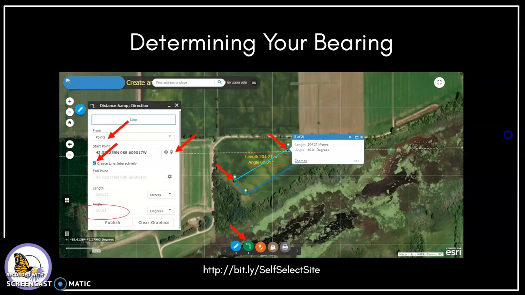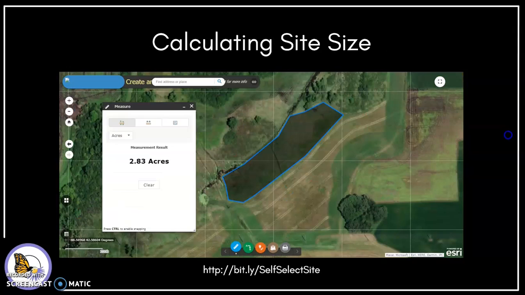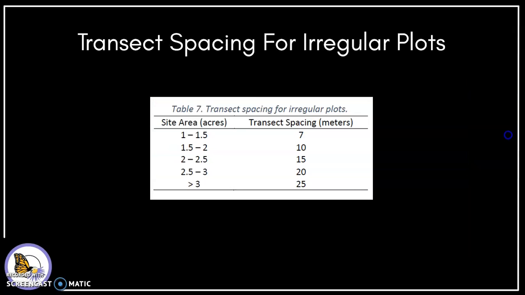If you have a small or irregularly shaped site, you may need to get its size to know how far apart to space the transects for Activity 1. If you're not conducting Activity 1, you don't need this. Go back to the blue measure tool that we used earlier, and then click the Area button. Draw the boundary of your site. With the area you just calculated, use Table 7 from the IMMP guidebook to determine your transect spacing.